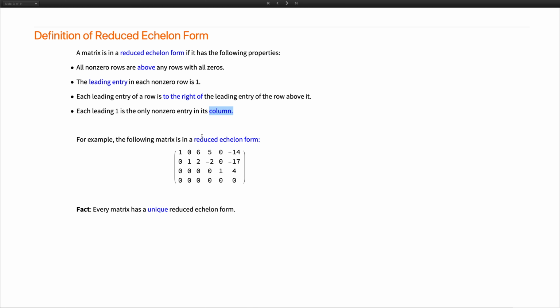So here's an example of a matrix that is in a reduced echelon form. You can see over here the zeros are all at the end, and every row begins with a 1. And if you look at any column with a 1 in it, that's the only non-zero entry. And the fact is that every matrix has a unique reduced echelon form, which can be found using RowReduce.